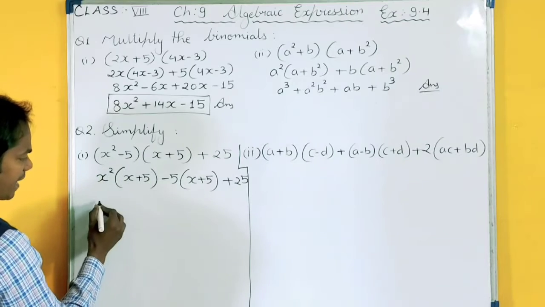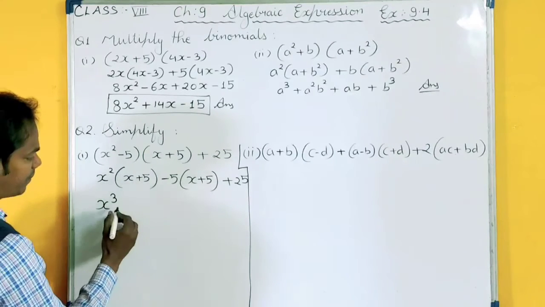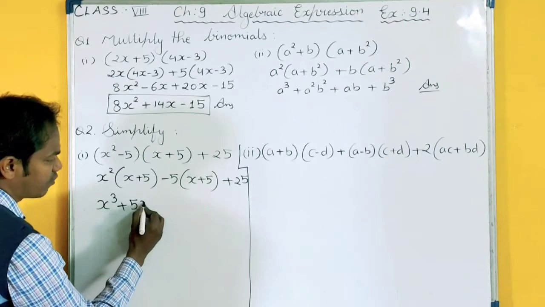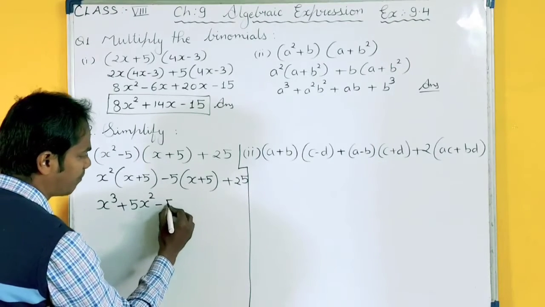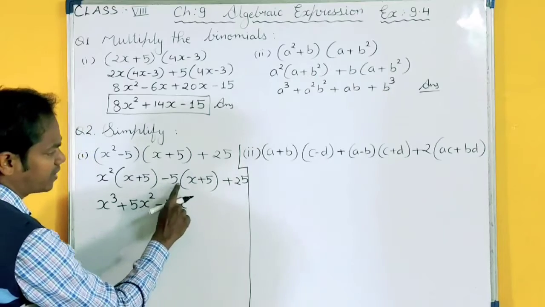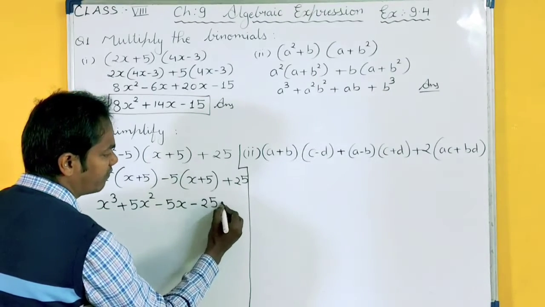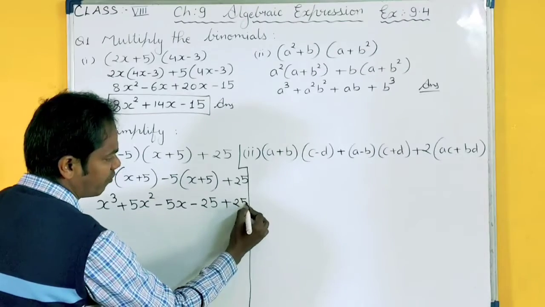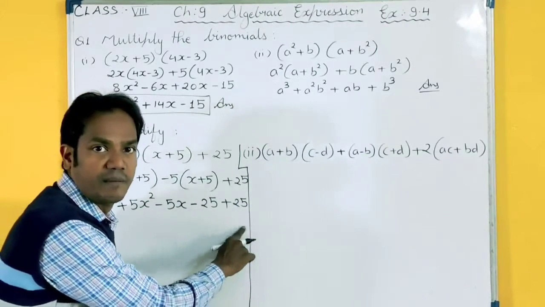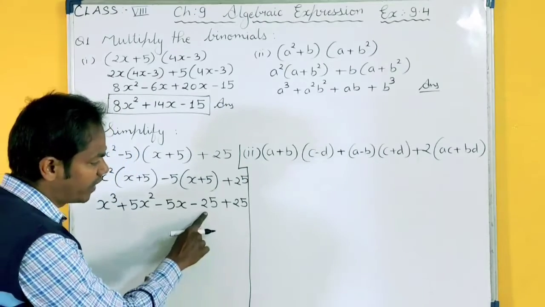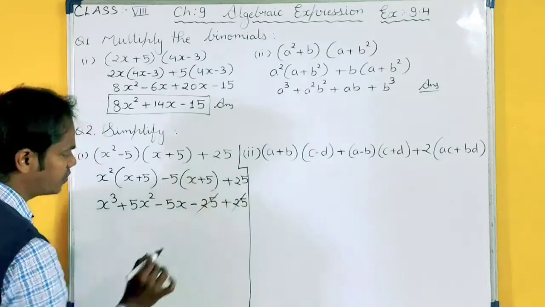So x square multiplied by x will become x cube. x square multiplied by plus 5 will become 5x square. Then minus 5 multiplied by x is minus 5x, and minus 5 multiplied by plus 5, 5 fives are 25, and this plus 25 from your question. See, this is minus 25 and this is plus 25. Minus 25 plus 25 will become 0. So you can say this is reduced here only.